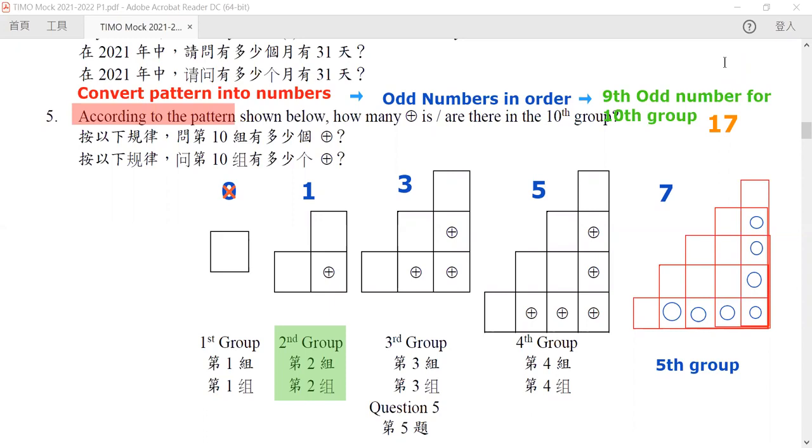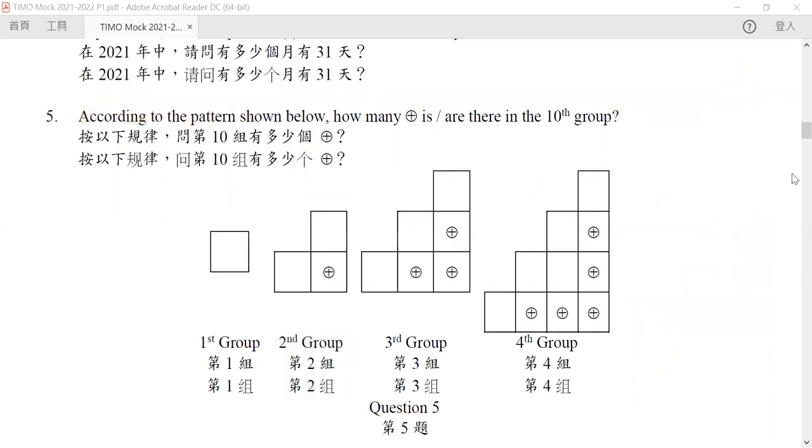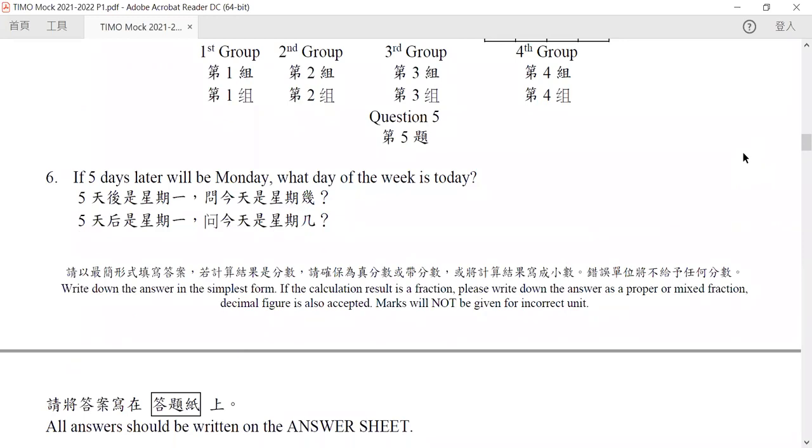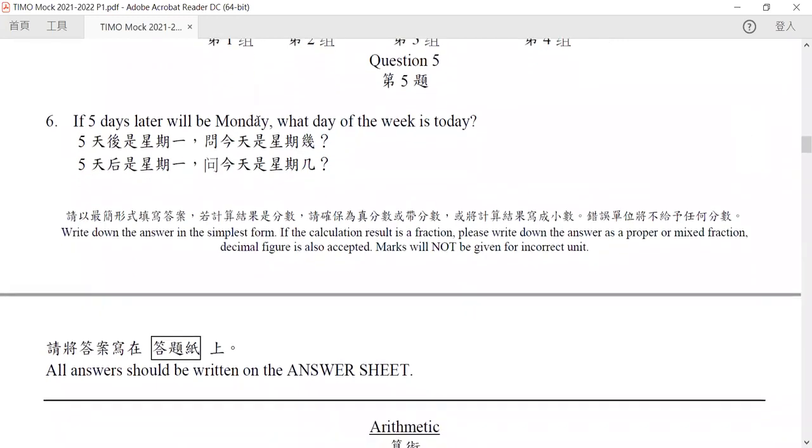Okay. So let's go to the final question of this section of logical thinking. If 5 days later will be Monday, which day of the week is today? Now, every time you see this question, the day which we are concerned with is not very far away from the Monday that we have been given. So we can simply count them by hand, right?